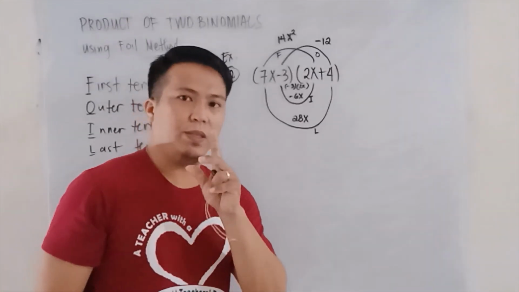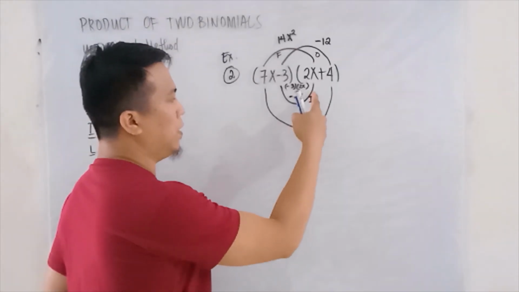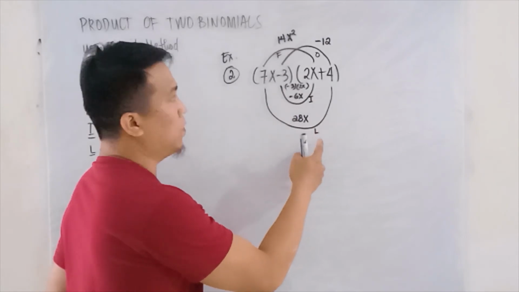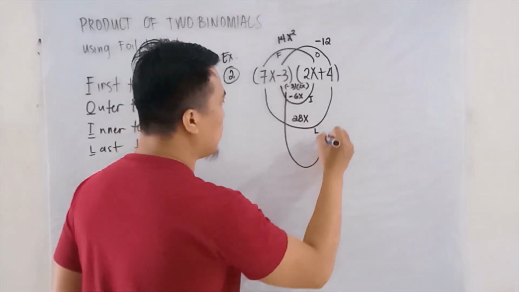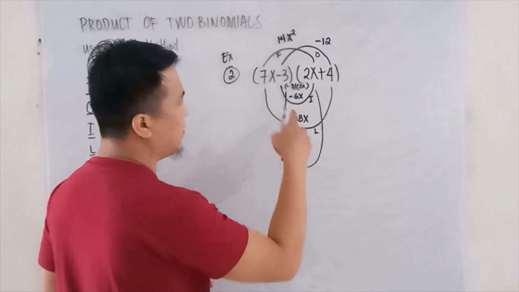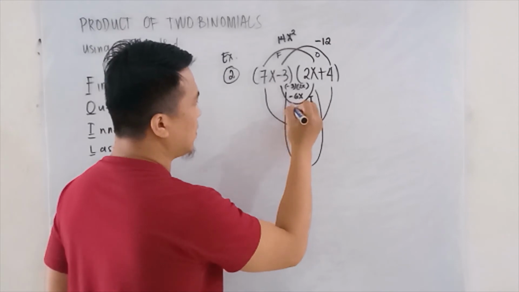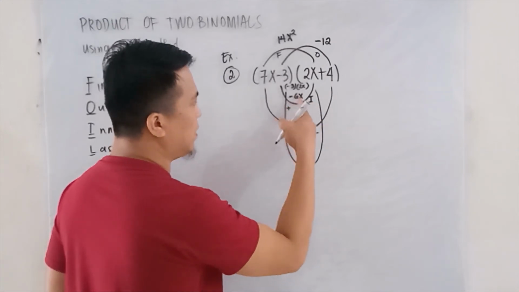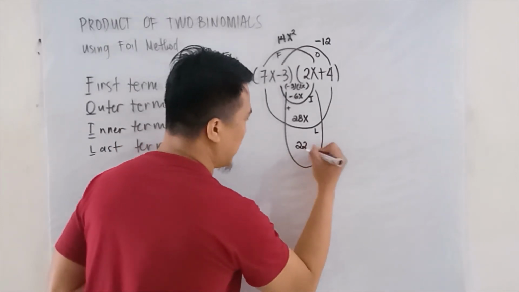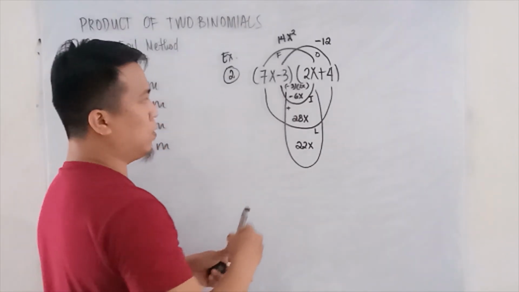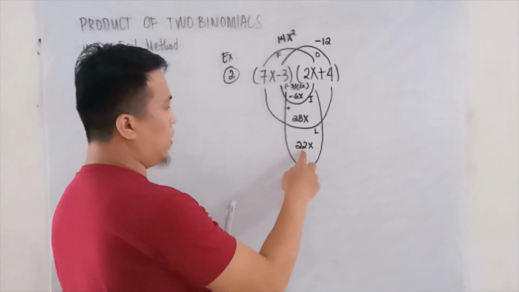Just like the first example, the operation we usually use on the inner part and the last part using the FOIL method is always addition. So negative 6x plus 28x is 22x. Please take note of all the numerical coefficients together with their signs. So we have 22x on the middle part.